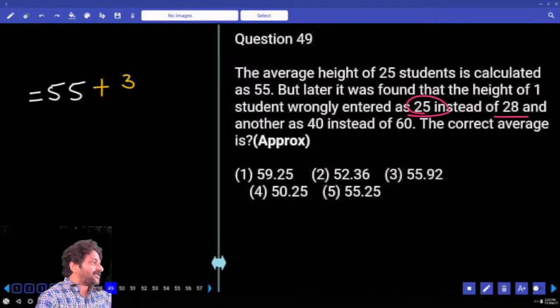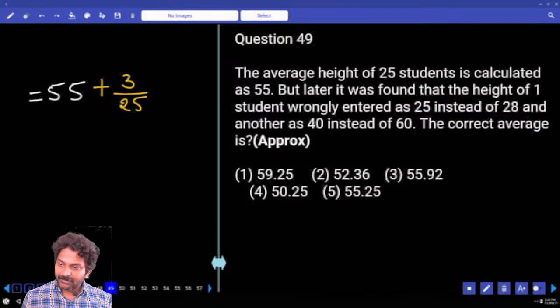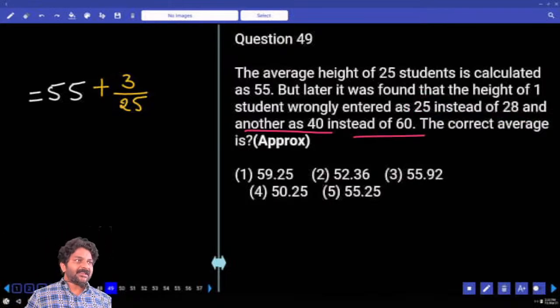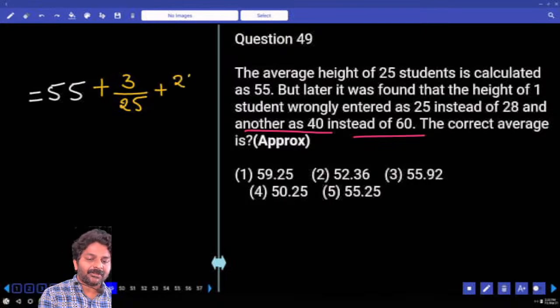55 is the average, and we are also trying to calculate the average. So 3 is just a number that must be converted to an average for 25 students. Agreed? Right. Now another as 40 instead of 60. Actual number 60, considered as 40. Taken 20 less. To make it correct, you need to add 20.